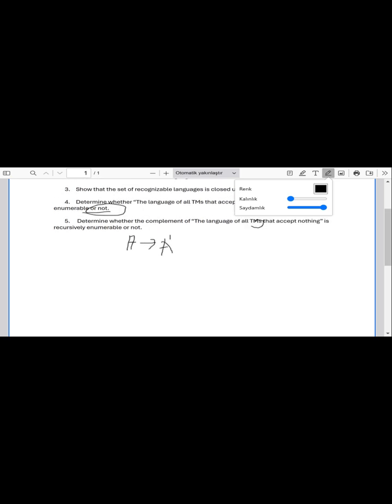The complement language is recursively enumerable. Unlike the original language, this one can be algorithmically listed. This is the answer. For this question, complementing the empty language of Turing machines produces a listable set.